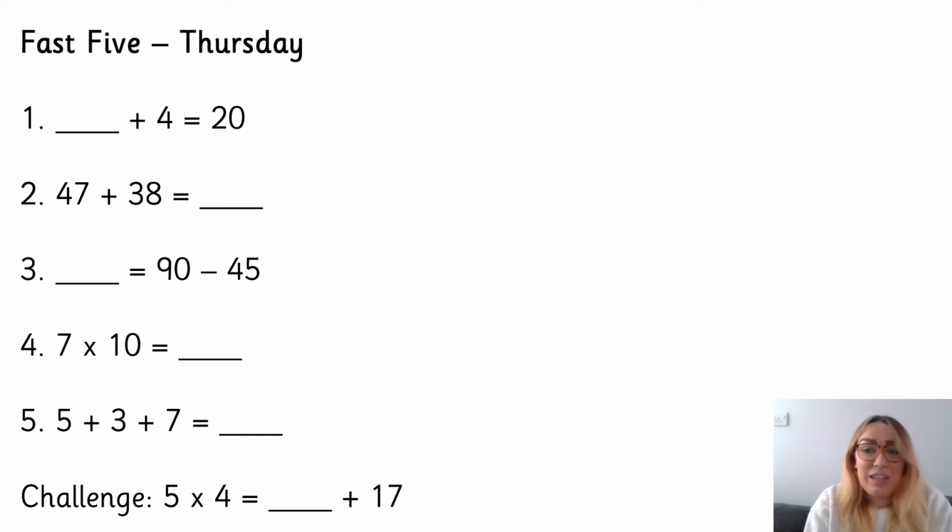Okay, so if you're back, then you should have worked out the answers. You should be ready to go to mark them. So number 1, something add 4 is 20. We know our number bonds to 20. We know that 16 add 4 is 20.